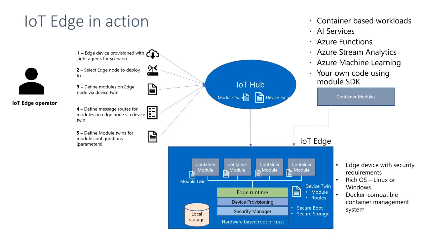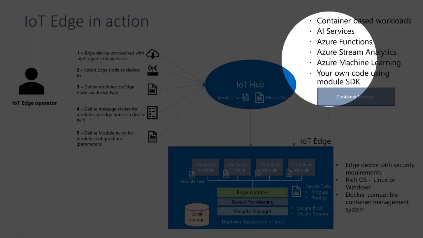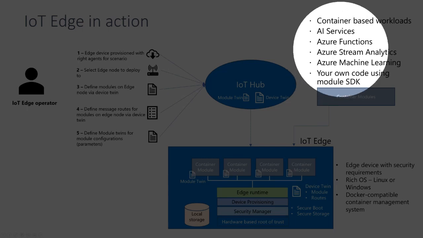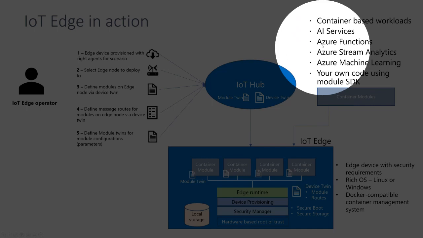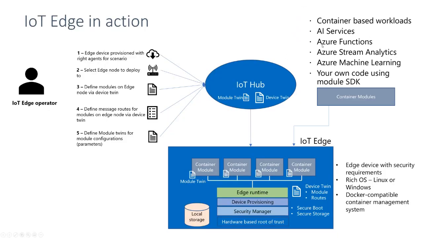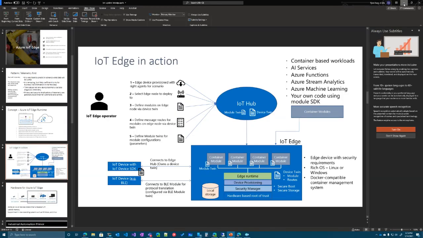There's a couple other important points I'd like to highlight here. In addition to running custom functionality as Docker images on the Edge, there's a number of Azure services that can actually run on the Edge as well. So Azure Functions, Azure Stream Analytics, machine learning, and some of our AI cognitive services can actually be deployed as modules down to the Edge. So let's take a look at how that works in action.